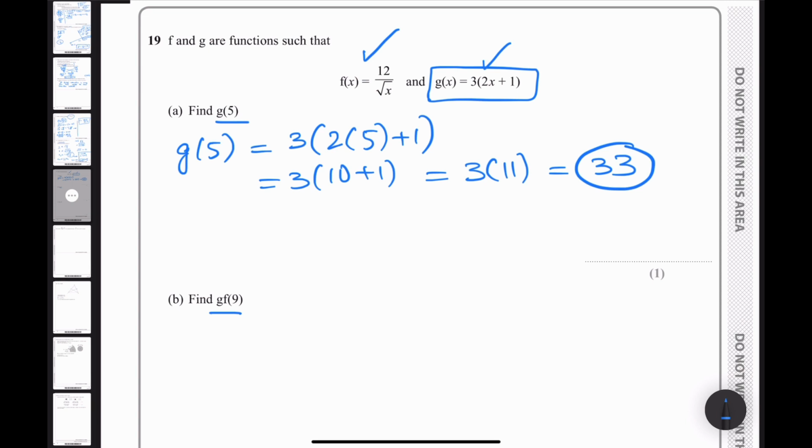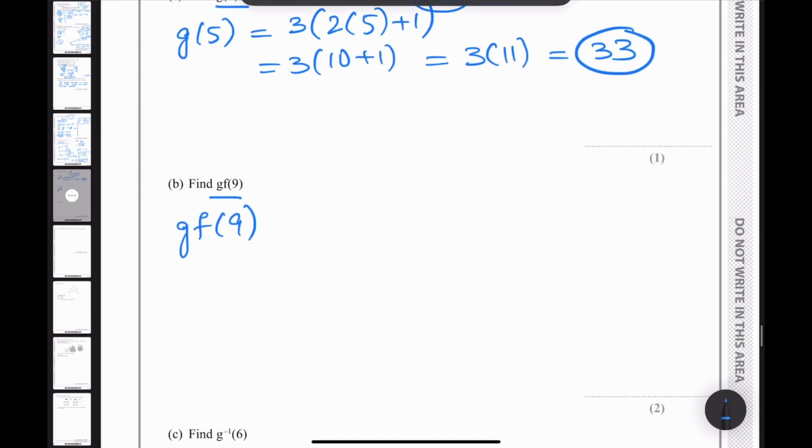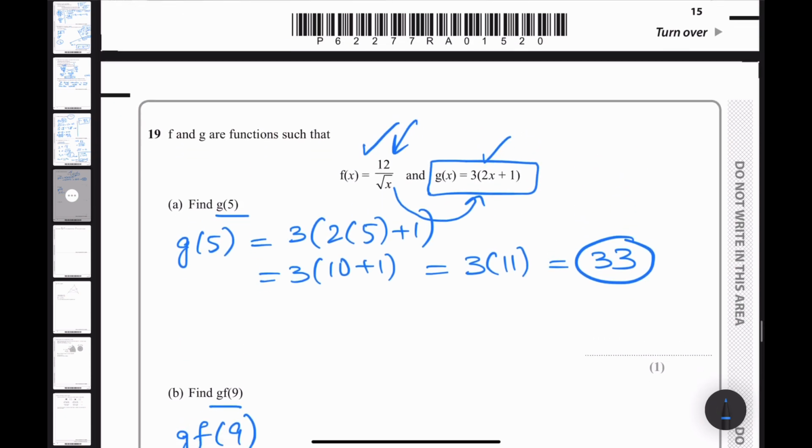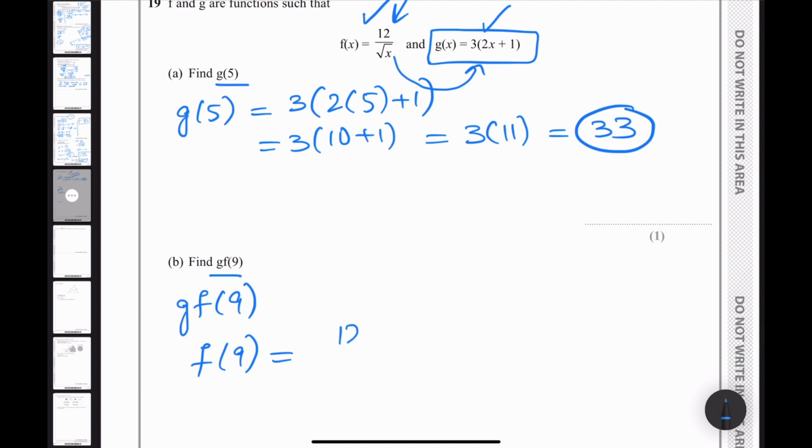So first of all, we will substitute 9 into the function of f. Then whatever answer we get from there, we'll put that into the function of g. So g of f of 9. First of all, we have to work out f of 9. So f of 9 will be equal to 12 over square root of 9. That will be 12 over 3, which will be equal to 4. Now we'll put this 4 into the function of g.